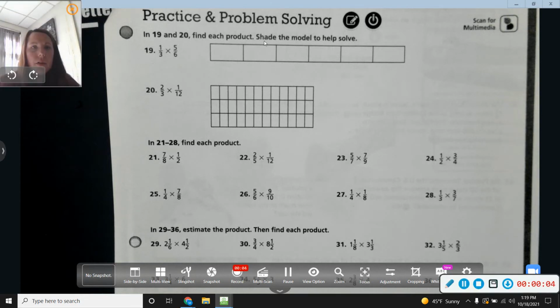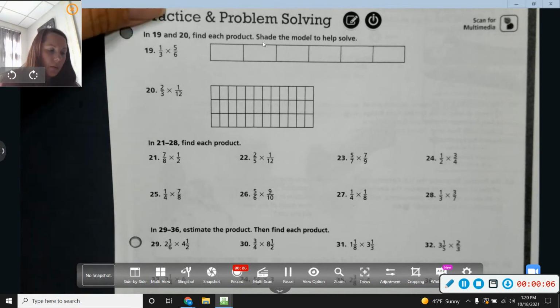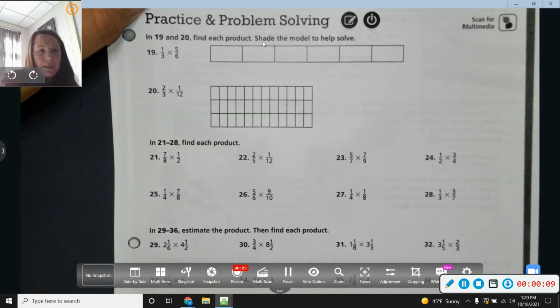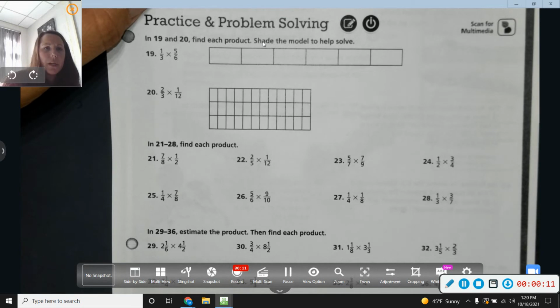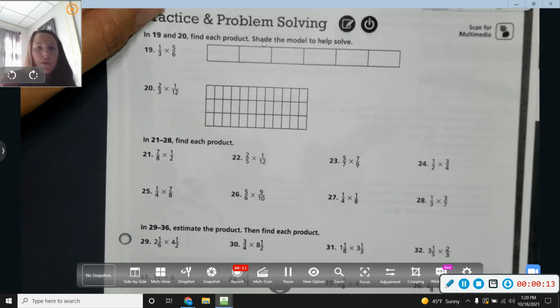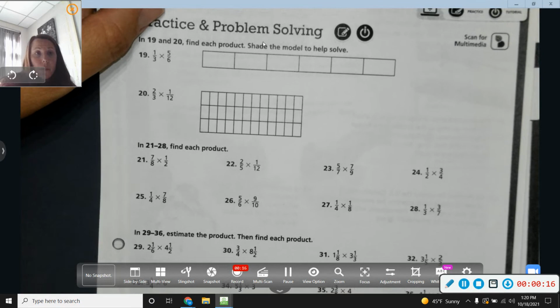Hi guys, so we are doing 1-3 multiply fractions, okay? So this homework is 19 through 38. It's just the front page of the last page of the packet.